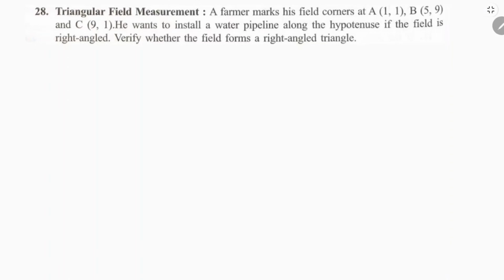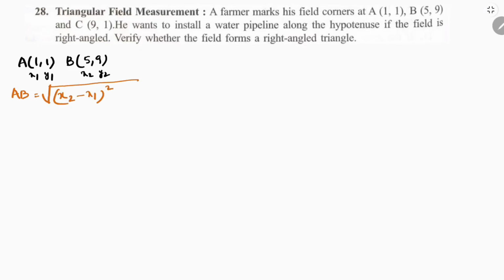So first I'll find the distance between A and B. A is (1, 1). B is (5, 9). So these two I'll consider as x1, y1 and x2, y2. The distance formula is under root, x2 minus x1 whole square plus y2 minus y1 whole square.